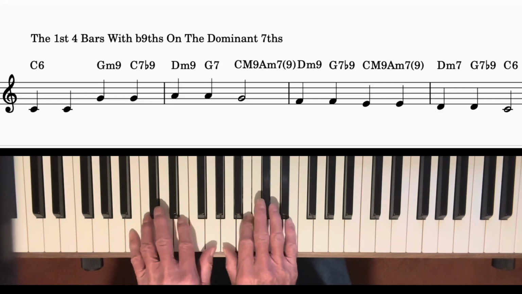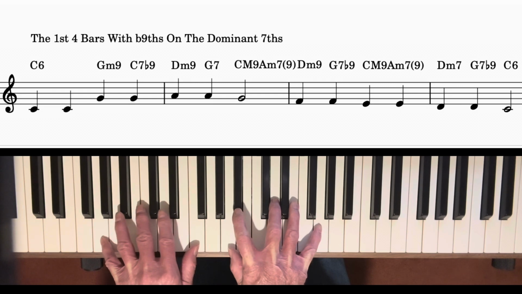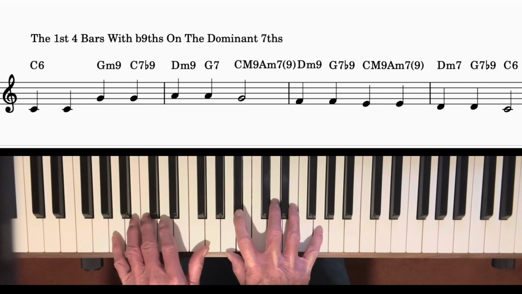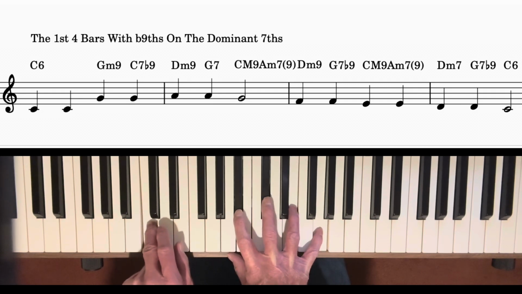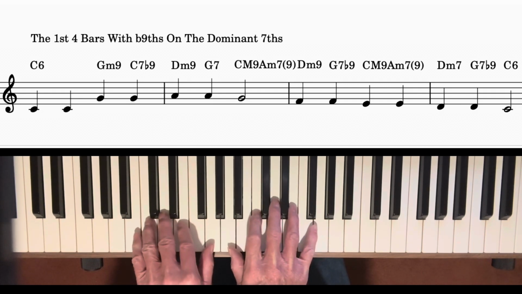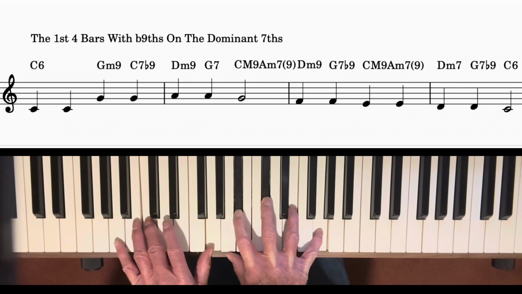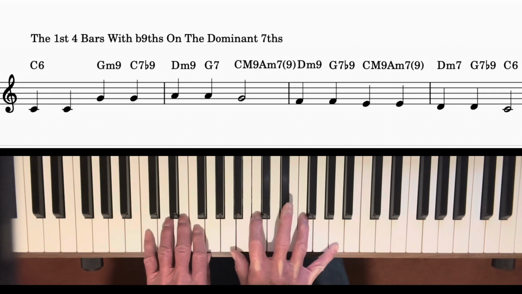So let's start off C6. Now we put the 9th on the G minor 7. Now before I played C7 and I included the note D, the 9th. Let's see if we can use the flattened 9th. Yes, that's fine. It leads nicely now down to C, which is the 7th of D minor 7.